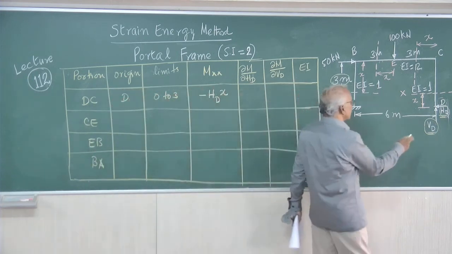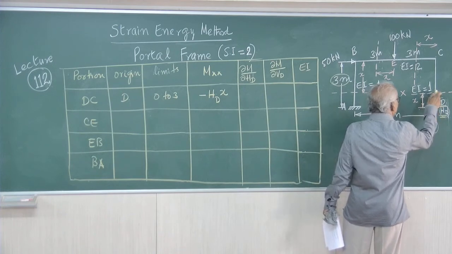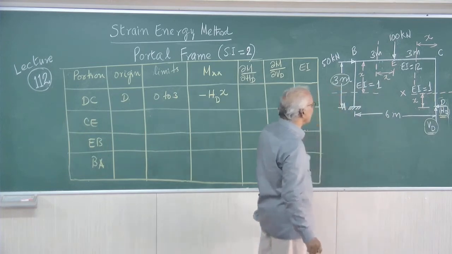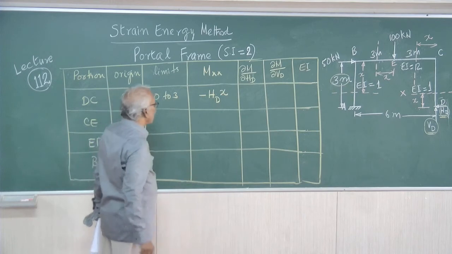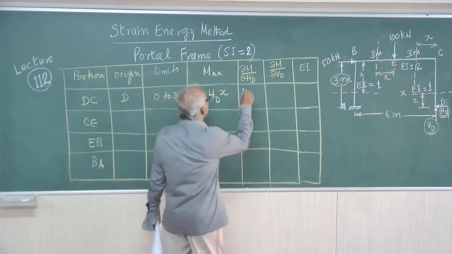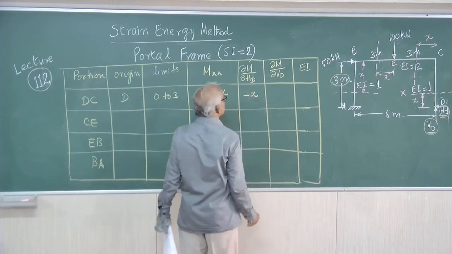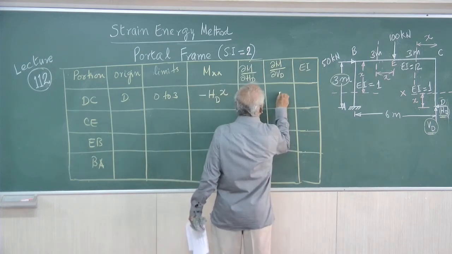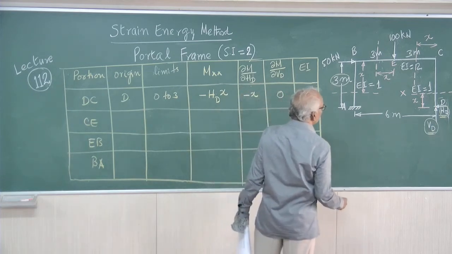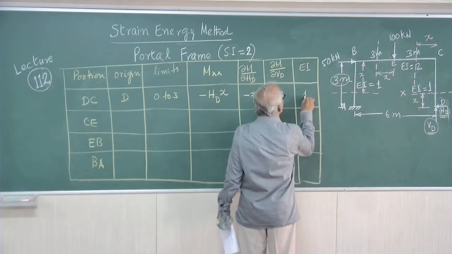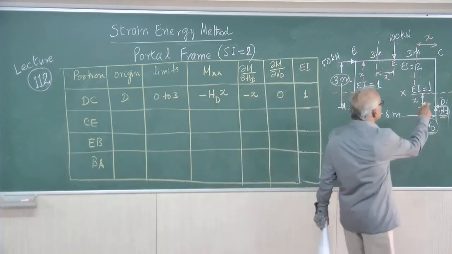There are two forces. The vertical force will not cause any moment, because force into the perpendicular distance is 0. HD into x is clockwise, therefore it is negative. So, dou M by dou HD equal to minus x. There is no VD term, therefore this is 0. And for the member CD, EI equal to 1. That is for one row, so this portion DC is over.